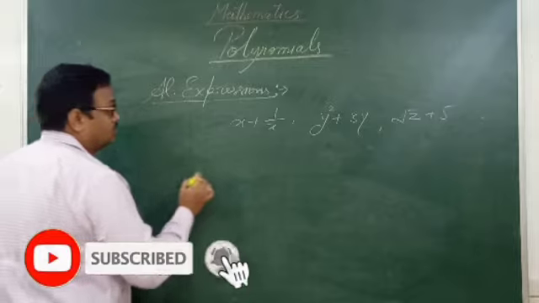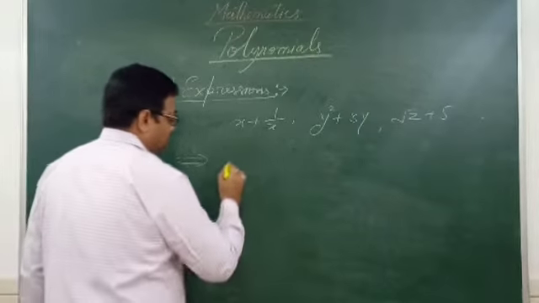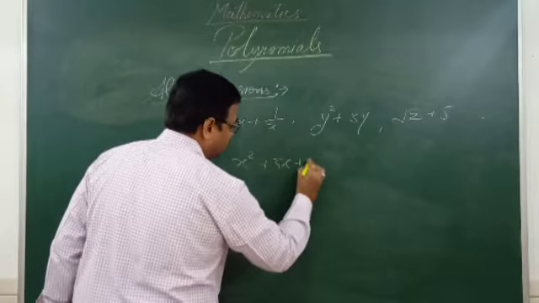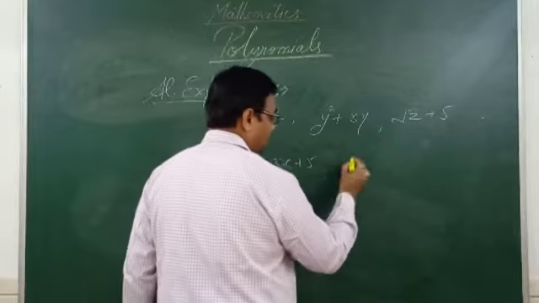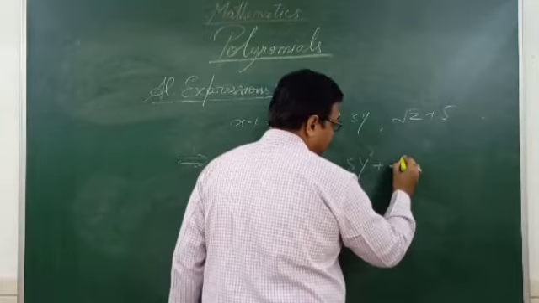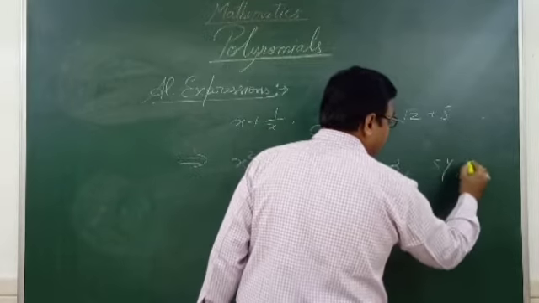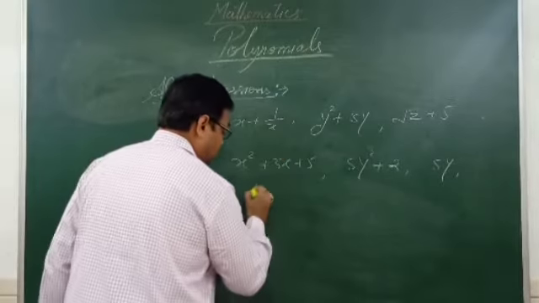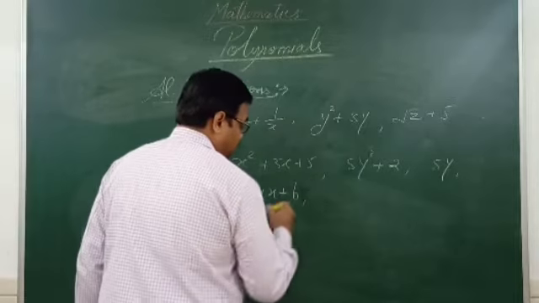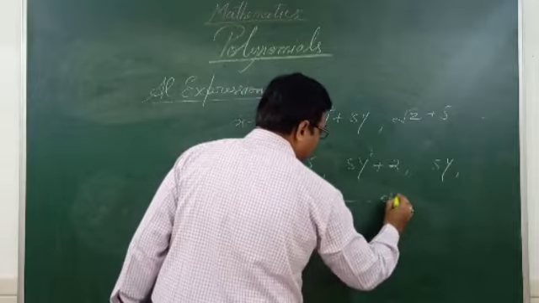What are these special kinds of algebraic expressions? x square plus 3x plus 5, or 5y square plus 2, or 5y, or ax plus b, etc.